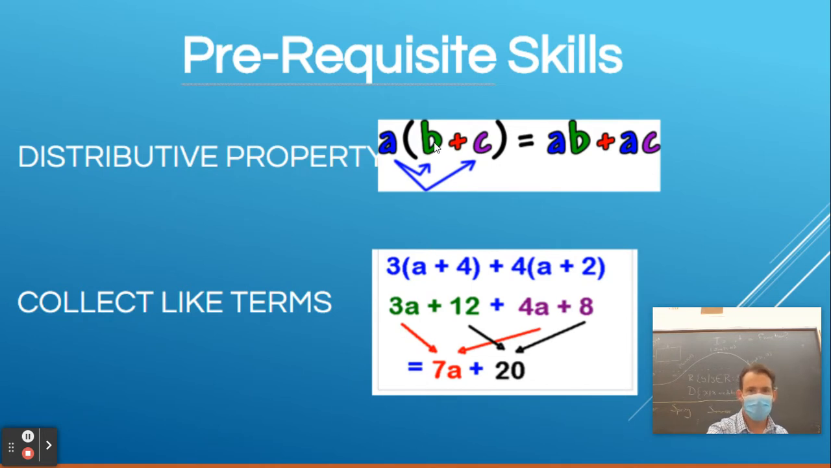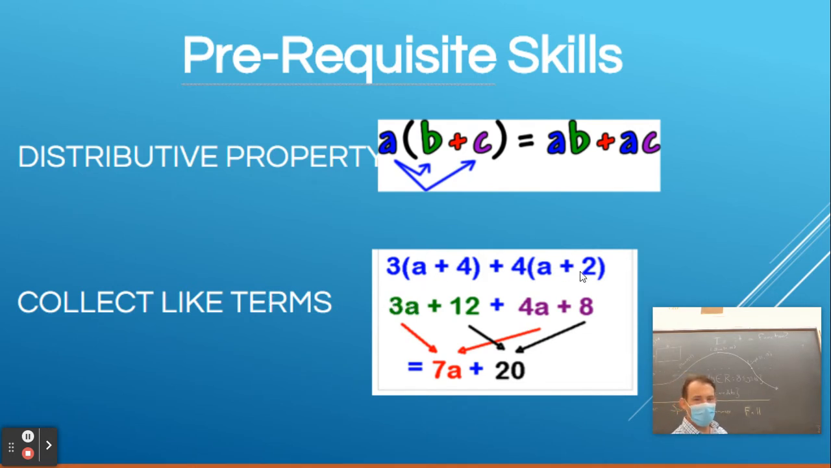Okay. This is like saying there's a banana and a coconut inside a box. If I have A boxes, let's say I have 3 boxes, well then I would have 3 bananas and 3 coconuts. Okay. So, thank you very much for showing up for your learning.